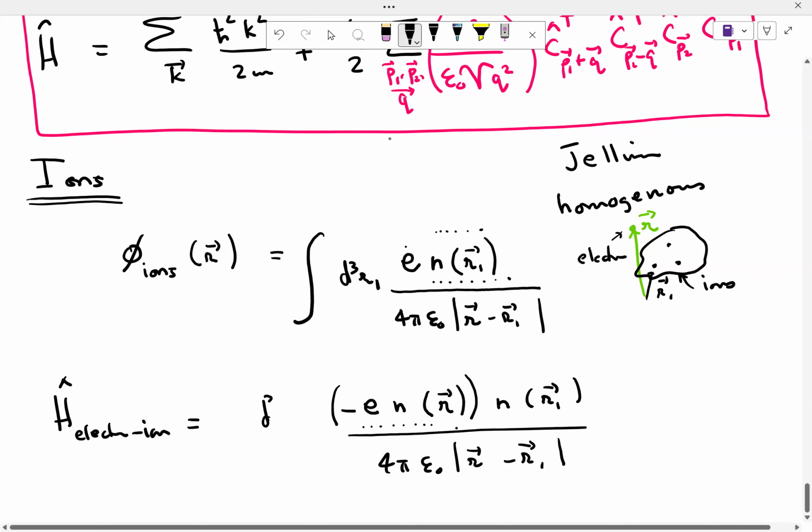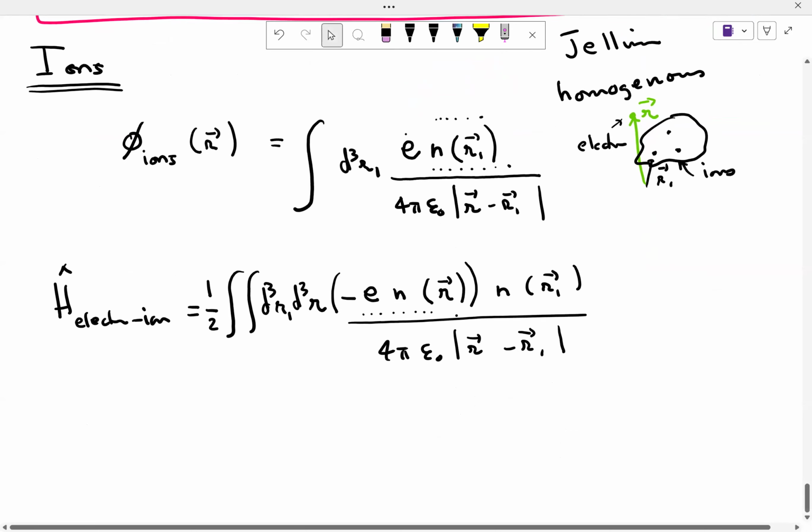Now you need to integrate over both the location of the ions and the electrons, and then you need to multiply by 1/2 as well in order to avoid double counting, because if electrons and ions switch positions, it causes the same amount of energy. So all of this now becomes minus, by the way, there's another e here, minus e squared over 8 pi epsilon naught.